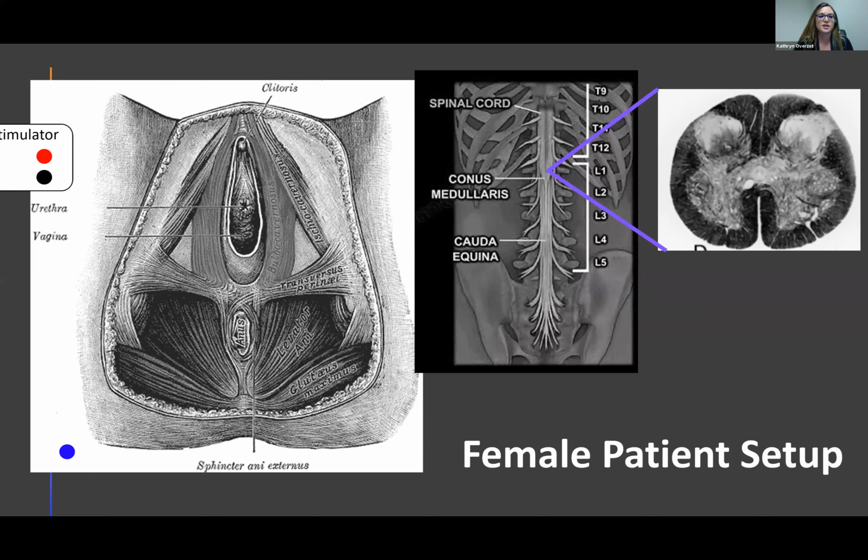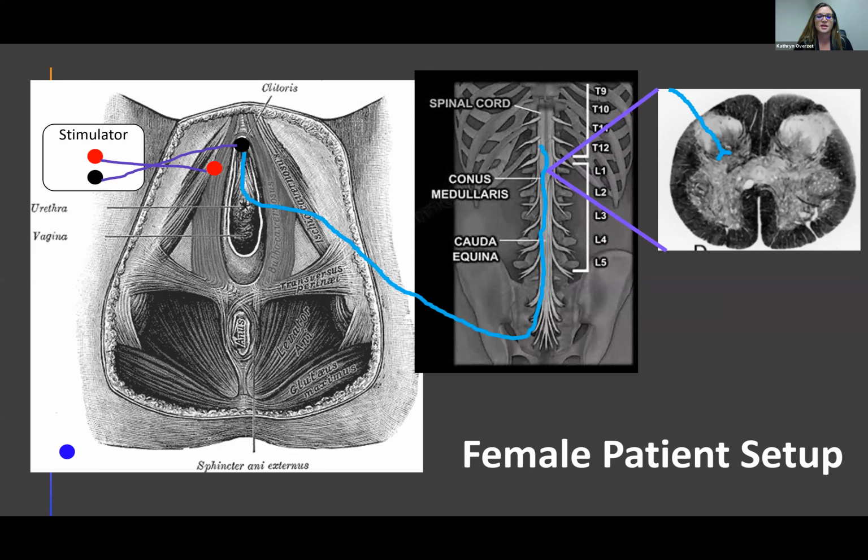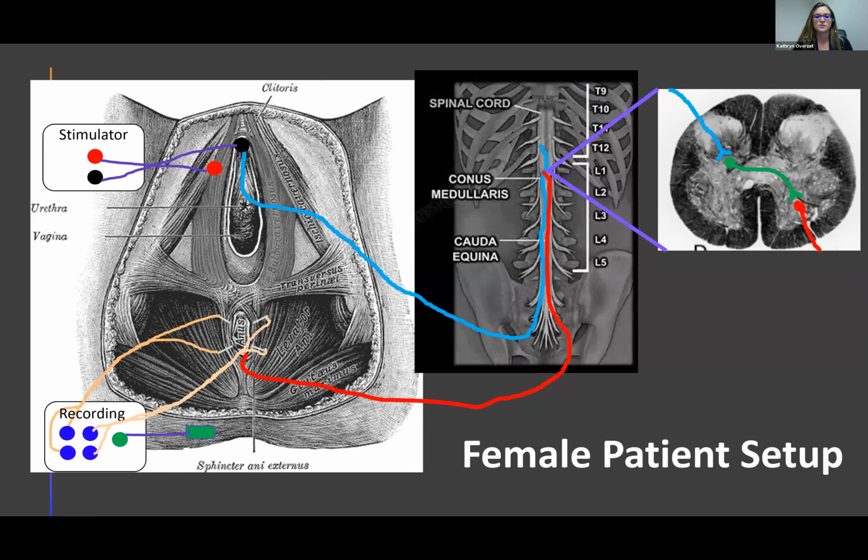So you've got your stimulator, your anode and cathode there on the labia majora and the clitoris. Same exact thing: it travels up the nerves, and we have the interneuron carrying the signal to Onuf's nucleus, which travels back down and causes that contraction in the anal sphincter that we're able to record.